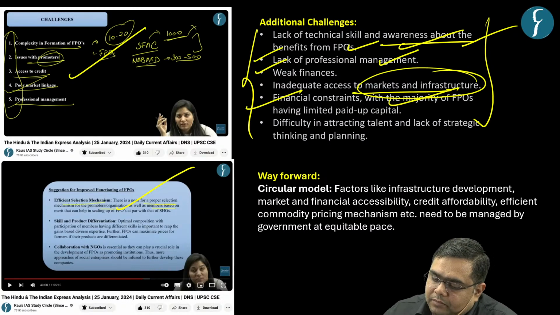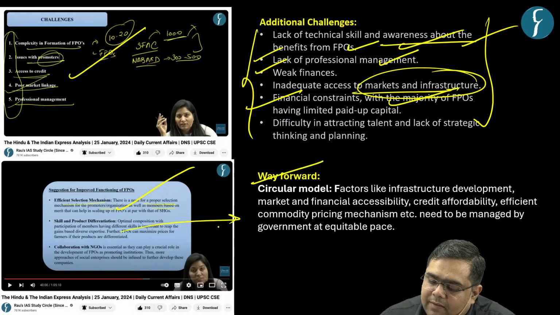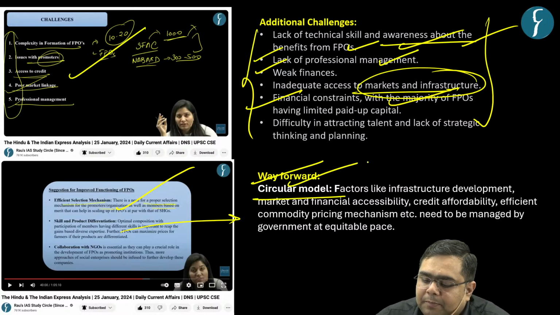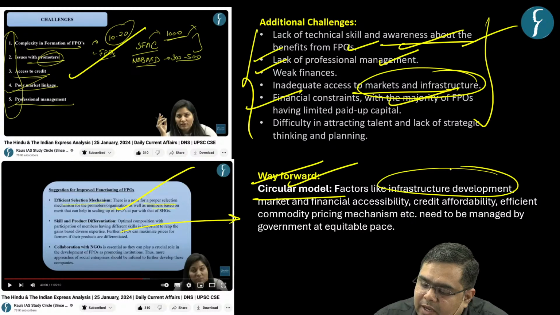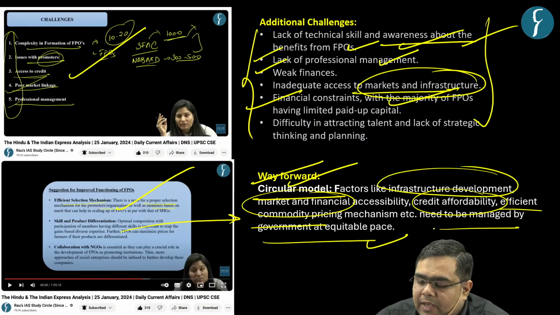So what is the way forward? Adding value to it. What is the way forward? That circular model, it should be followed, right? So factors like infrastructural development, market and financial accessibility, credit affordability, efficient commodity pricing mechanism need to be managed by government at equitable place.